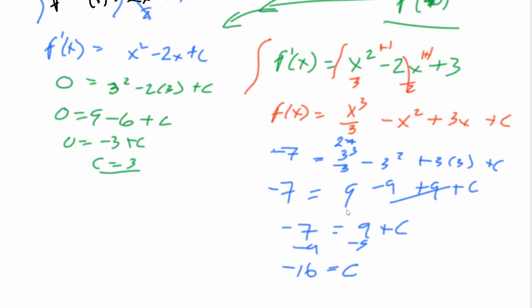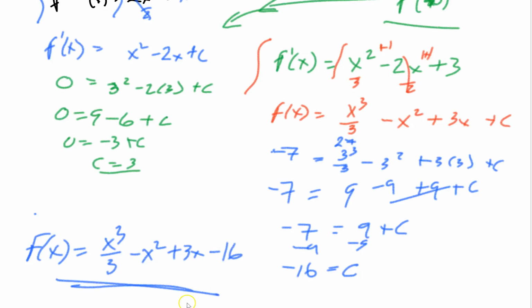So now you're like, oh good, great. You're not done yet. Don't forget to write the equation down because that's the question. f of x equals x cubed over 3 minus x squared plus 3x minus 16. And that's how you find the original equation, right?